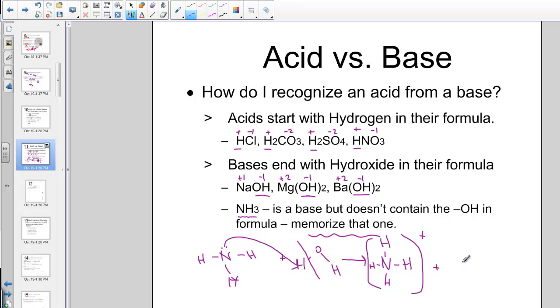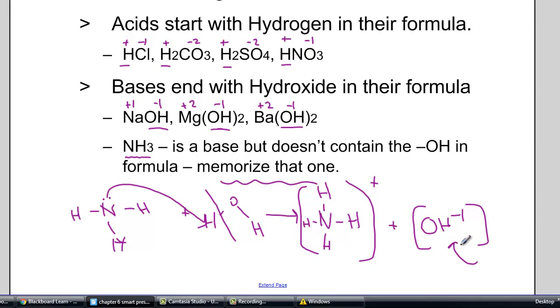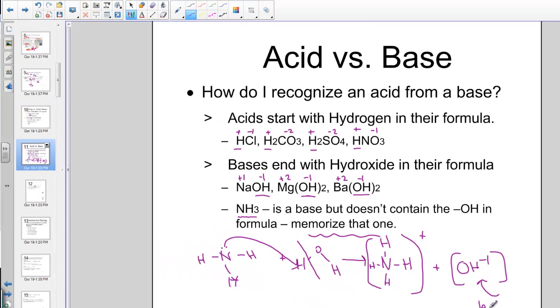And what's left? Well, it's the hydroxide, -1. Hydroxide, OH, used to be part of the water. The nitrogen's lone pair of electrons snatch the hydrogen from the water molecule, leaving us the polyatomic OH, -1. And this makes this a base. Anything that releases hydroxide ion is defined as the base.